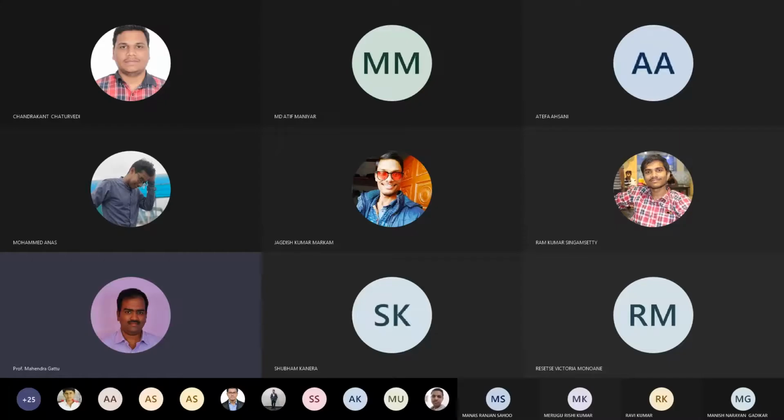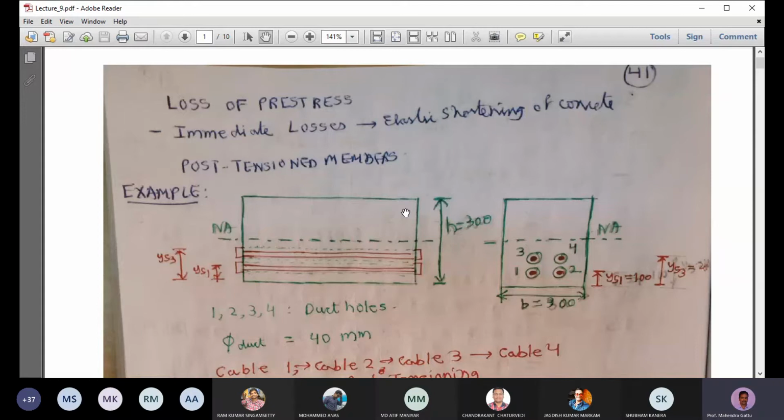Okay, so we were discussing the losses in pre-stress due to elastic shortening of concrete. We solved one problem on a pre-tensioned sleeper. So what was the loss of pre-stress? We calculated it in the example last class.